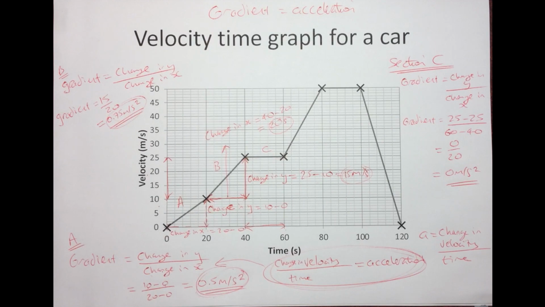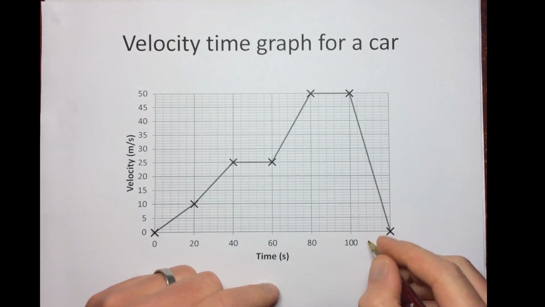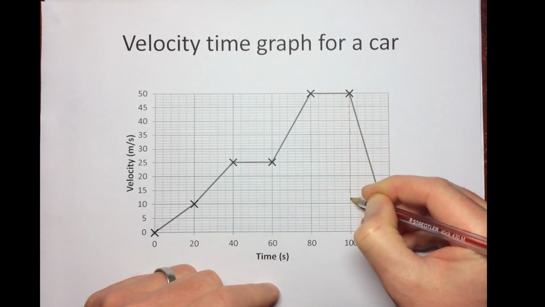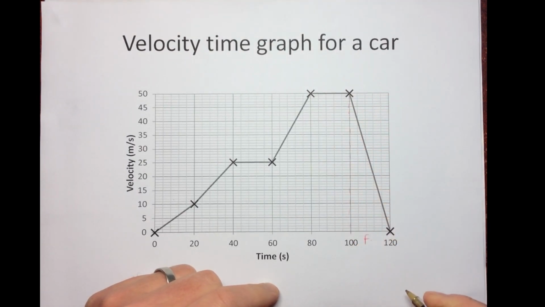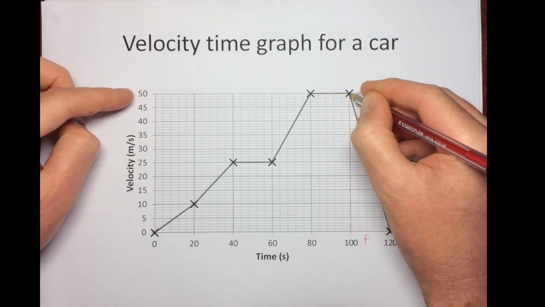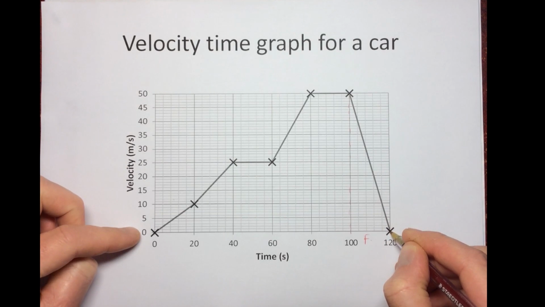Okay? Now finally, let's have a look at section F. So we're going to talk now about the gradient of section F. Okay, now if you look at section F, this is section F here, from here to here. Now your change in y here, you're starting off at 50 meters per second on your y-axis, and you're going down to 0 meters per second.